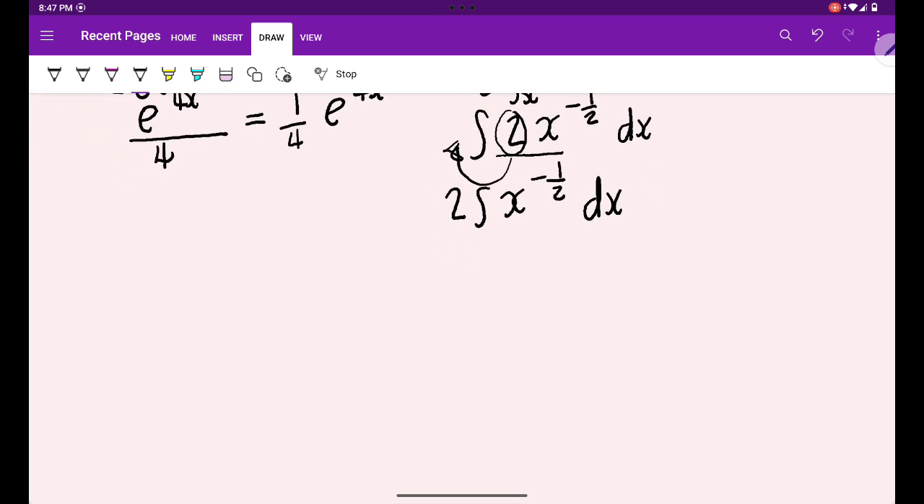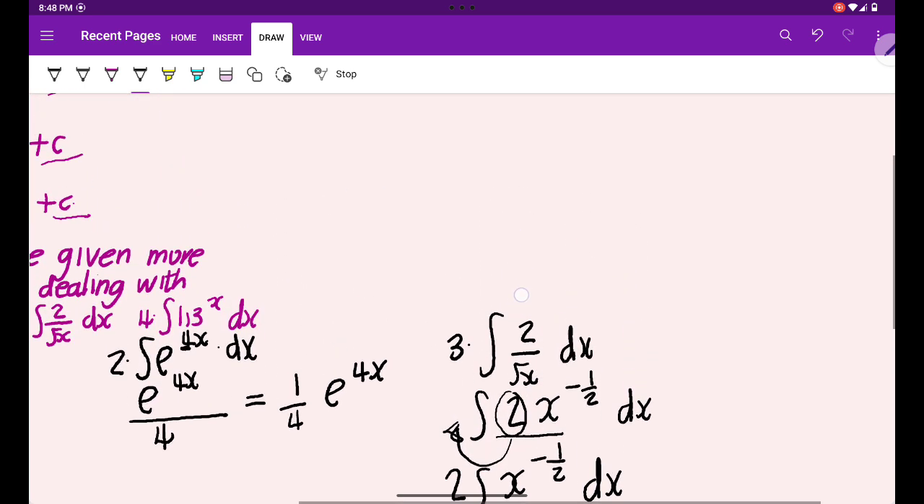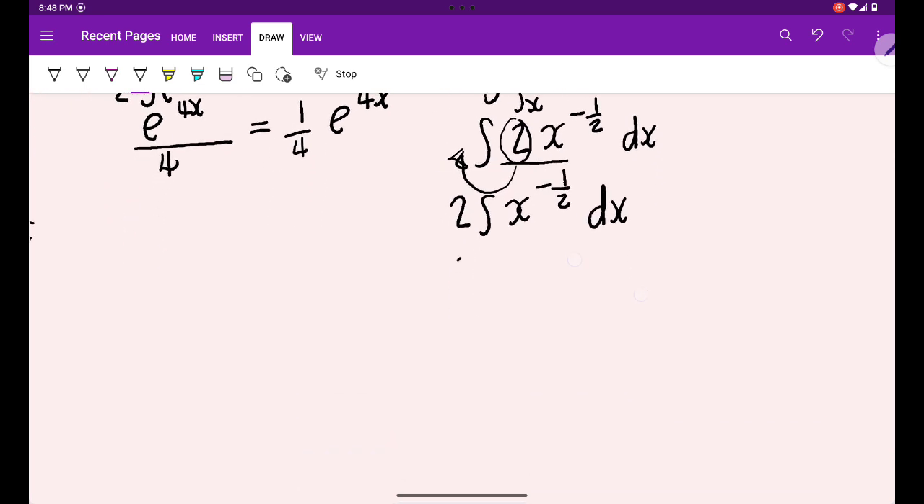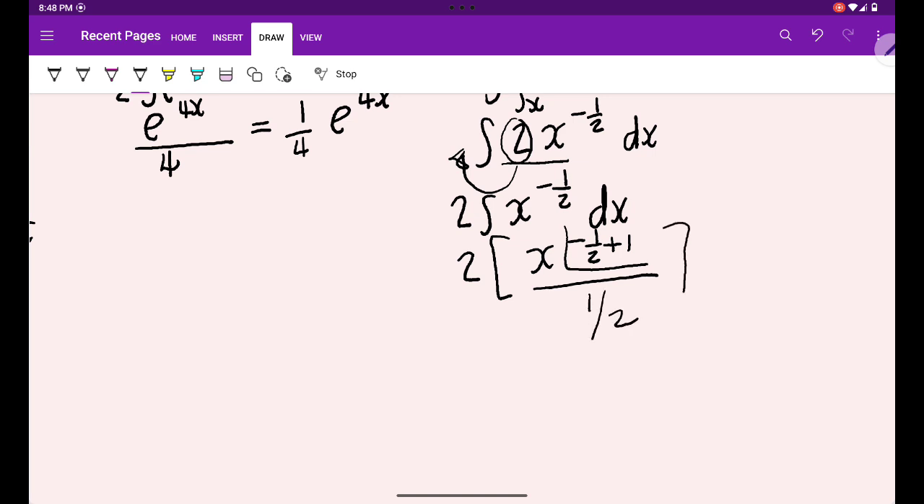And then what you have to do is to use the first rule. What did the first rule say? It said take the 2, right? And then write the function as it is, add 1 to the power, divide by whatever the power now is, right? So negative 1 over 2 plus 1 gives me 1 over 2. When you simplify this, you should get 4 x to the power of 1 over 2, right? Which will give you 4 times the square root of x plus my c.